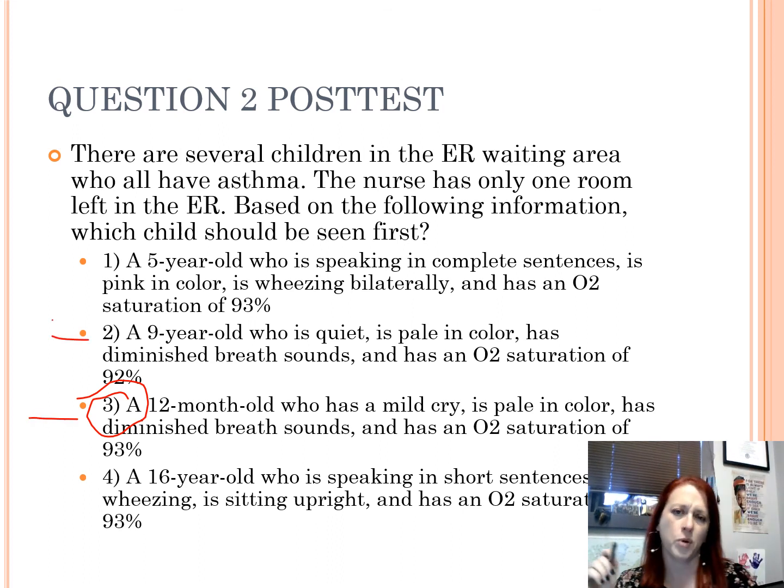2 and 3 are pretty similar, right? We've got a 9-year-old and a 12-month-old. They're both pale in color. They're both quiet or mild cry. They both have diminished lung sounds. Both of their oxygen levels are about the same. 3 is more correct because of that age, right? The younger the patient, the more susceptible they are to respiratory illness and have decreased ability to compensate. The 9-year-old has a little bit more ability to compensate than the 12-month-old. So that's the main reason why 3 is your right answer versus 2.